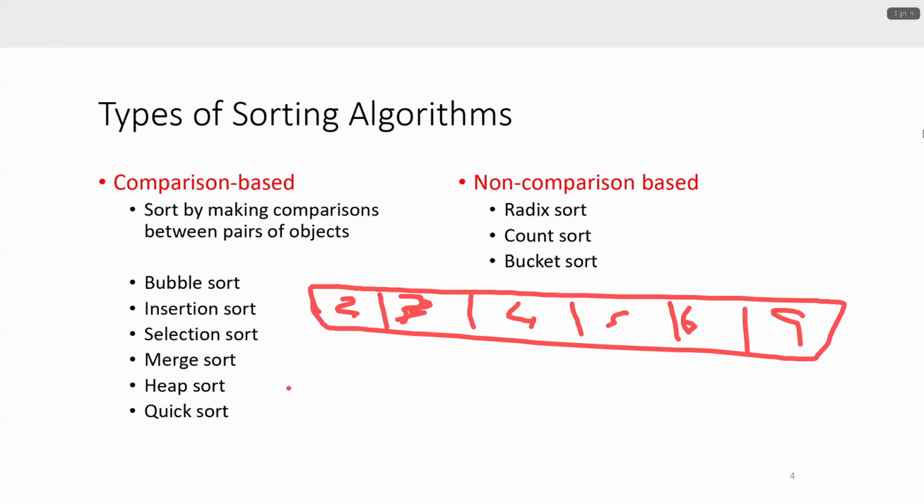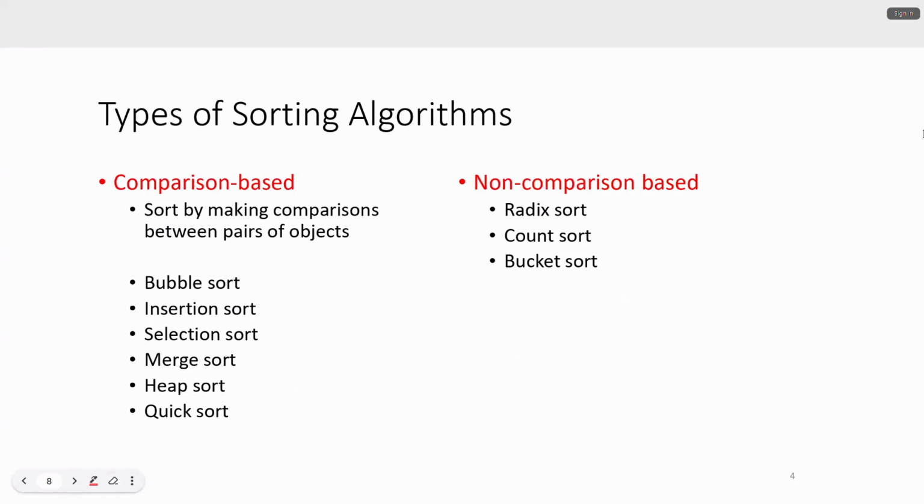The easiest way is to just go through this and see if everything is in order. Like in this case, 3, 4, 5, 6, 9. Yes, they are in order, in ascending order. If they are not, we have to change the order in some way. That's basically what a sorting algorithm does.